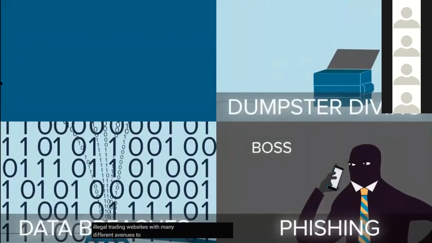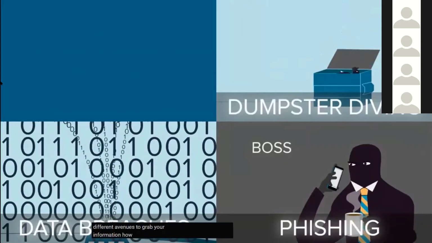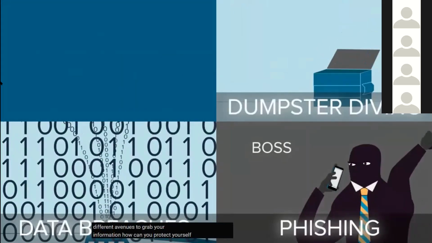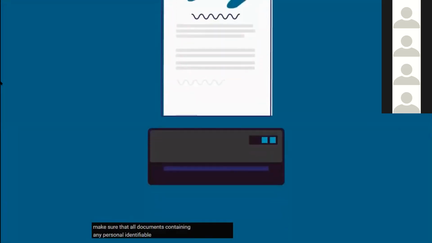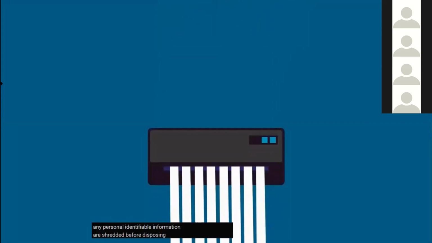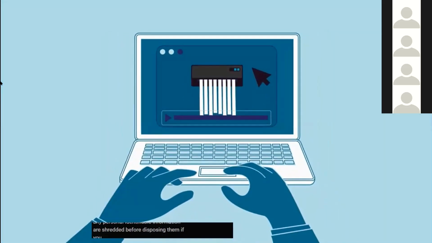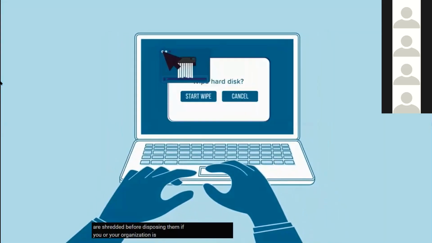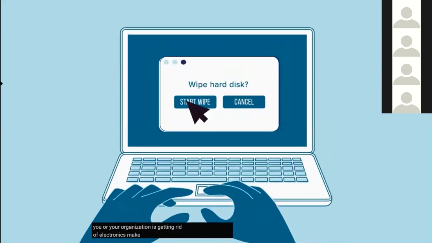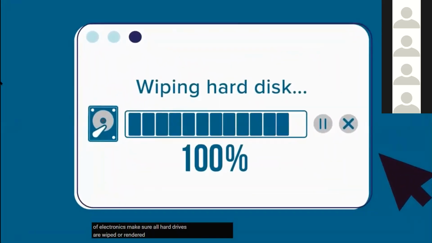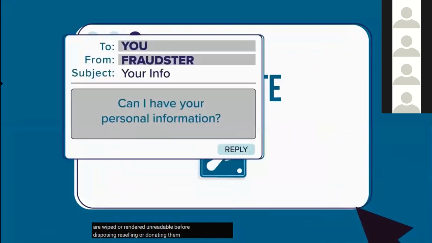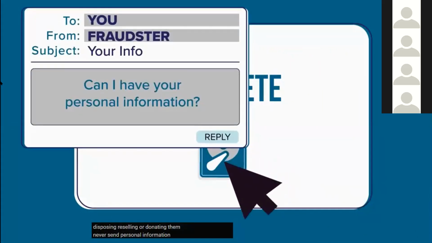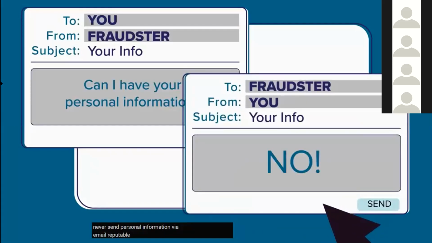With many different avenues to grab your information, how can you protect yourself? Make sure that all documents containing any personal identifiable information are shredded before disposing them. If you or your organization is getting rid of electronics, make sure all hard drives are wiped or rendered unreadable before disposing, reselling, or donating them. Never send personal information via email. Reputable organizations will never ask for this.